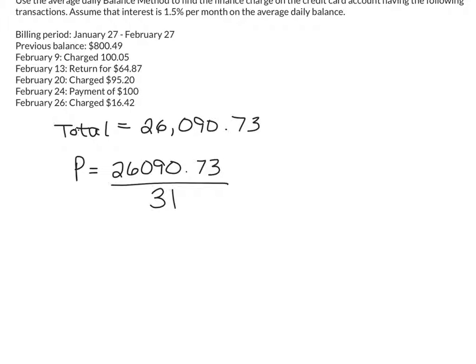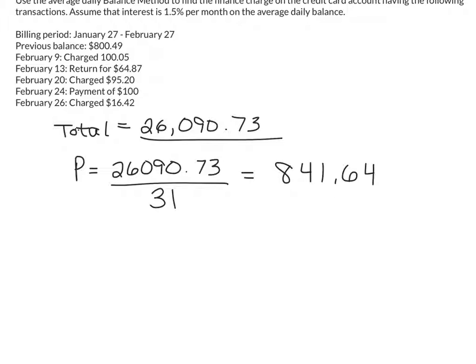Next, we're going to find the principal. So the principal is also called the average daily balance. So we're going to take this total and we're going to divide by the number of days in the billing cycle. And if you added up all the number of days in the second column of the chart, we found that there was 31 days in that billing cycle. So $26,090.73 divided by 31 days gives us an average daily balance of $841.64, and that's rounded to 2 decimal places.